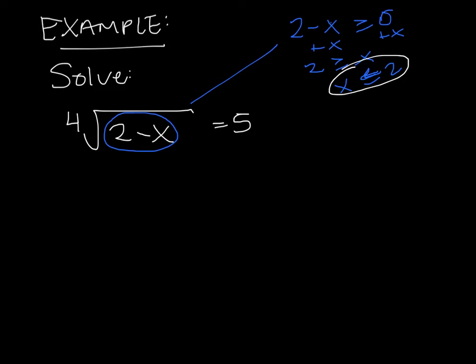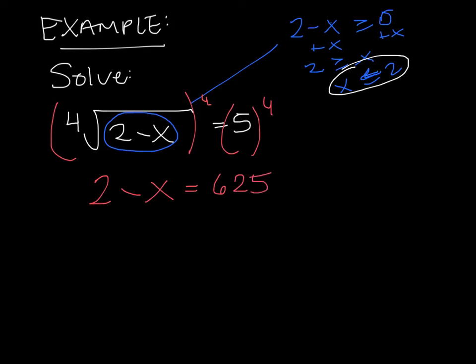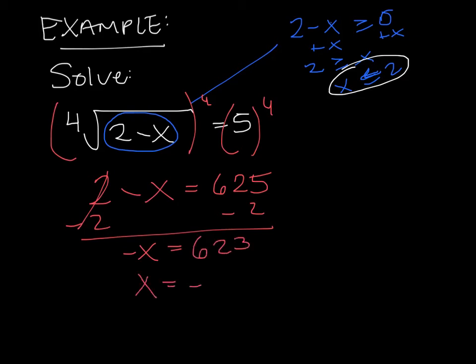So back to our problem. The 4th root is alone. I don't have to add or subtract anything, so I'm ready to raise both sides to the 4th power, because that's what will undo a 4th root. I end up getting 2 minus x equals 5 to the 4th, so that is 625. I will subtract 2. Now I'm just solving a linear equation. So negative x equals 623, which means x must be negative 623.